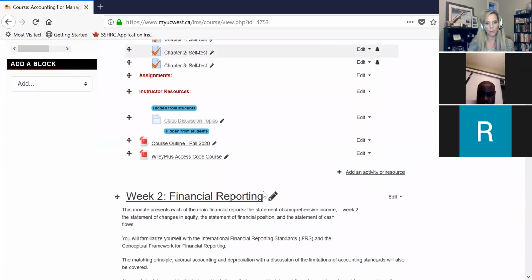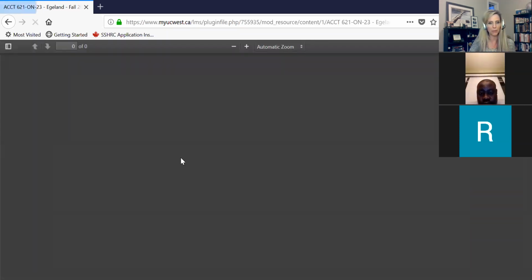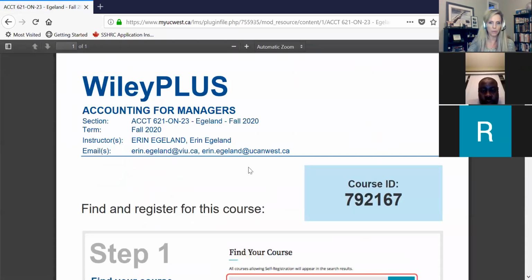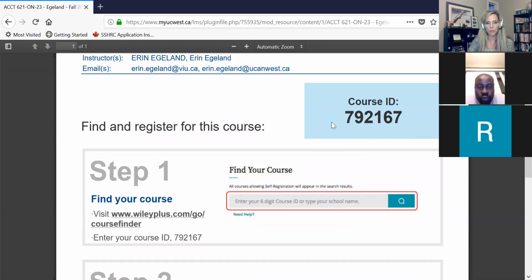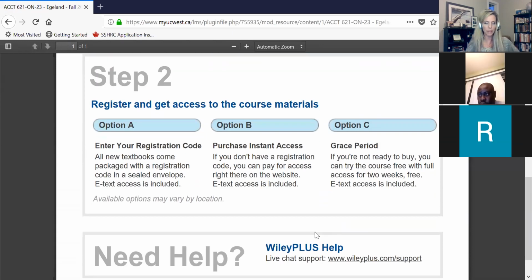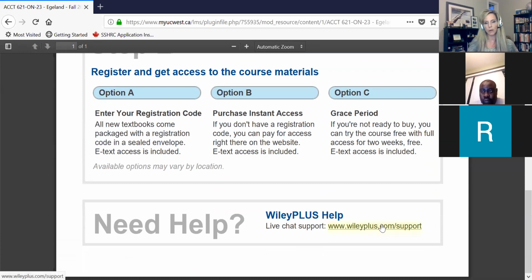What you'll also see here is the course outline and the Wiley Plus access code. This is the Wiley Plus you were asking about earlier, Jessica. What you'll have to do is log into Wiley Plus, and your course ID is here. That document is for you. I think this link works. You just go to your link here, click on the course ID, and you should find the course, and it should let you in. If there's any trouble, just call the support line. They're very responsive, really helpful, and a good group to work with.